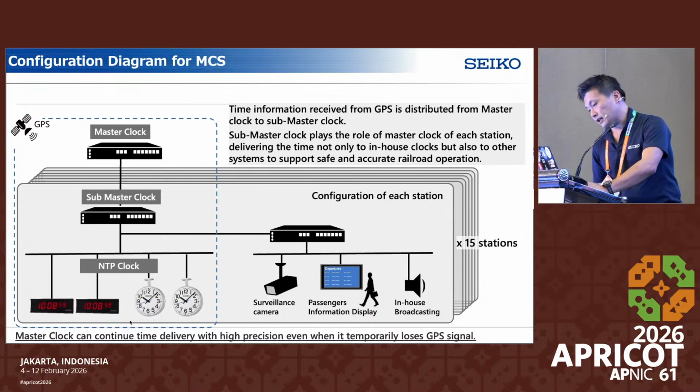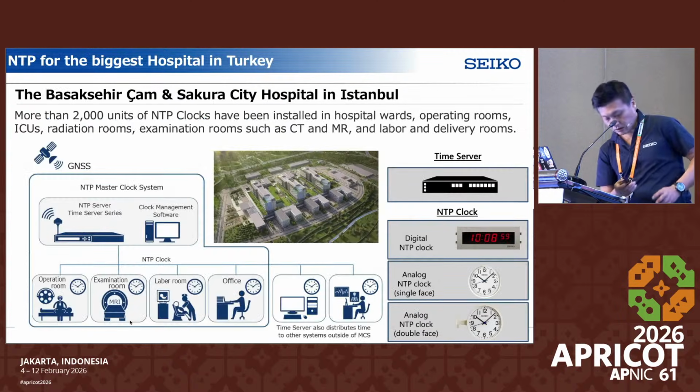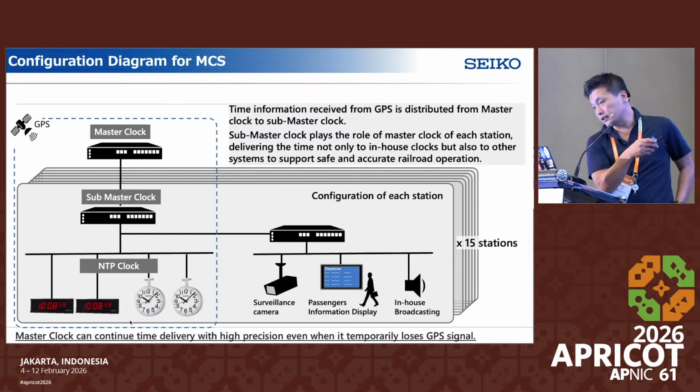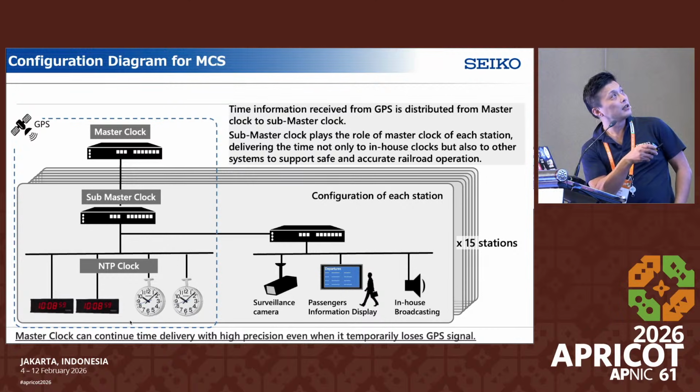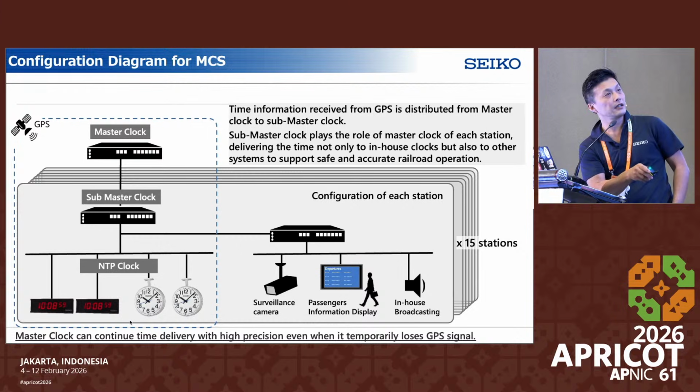This diagram shows how time is distributed in a typical railway system. Once the GNSS master clock receives a GPS signal, the master clock distributes NTP packets via IP and Ethernet network to clocks like this, and to CCTV, passenger information displays, and in-house broadcasting.